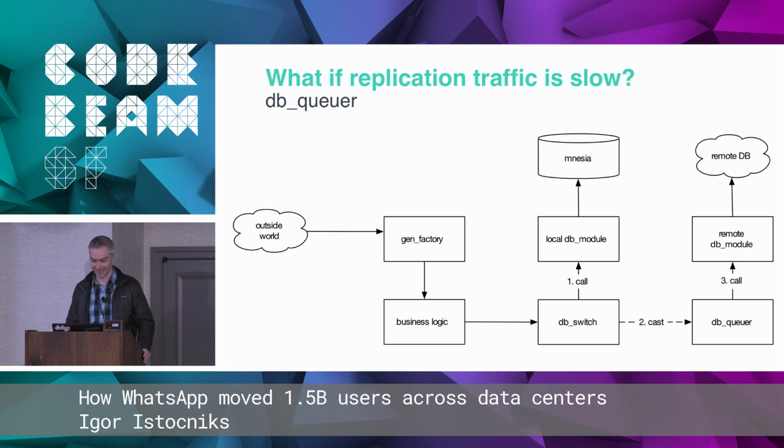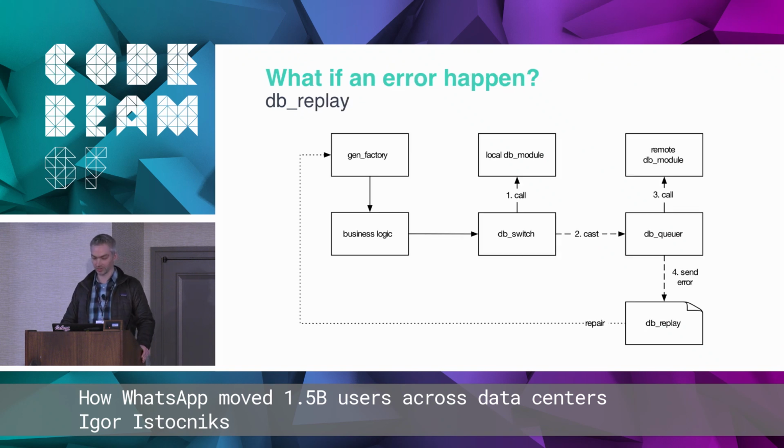We're done, right? Not really. Because the public network is bad, errors happen, right? And we need to make sure that we know how to handle those errors automatically. The way we did this was by introducing another component that we called DB replay. It was a log. Every time we had an error, we added a message to that log.